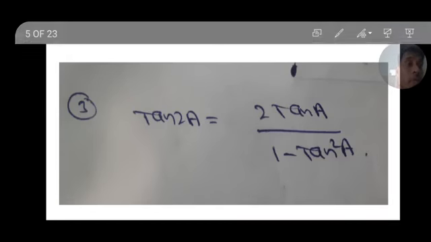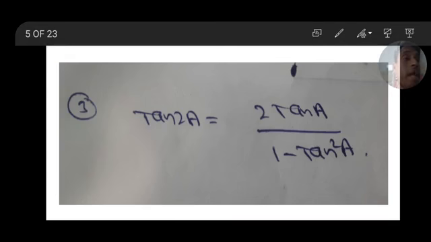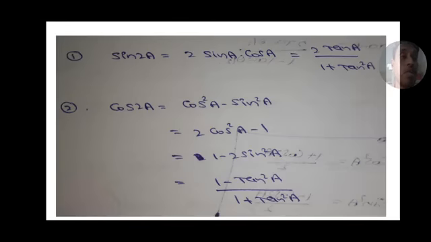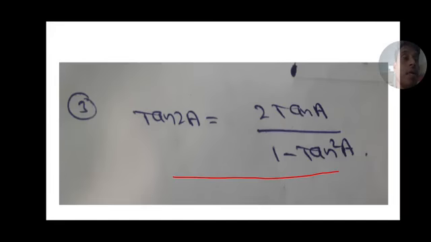Next, the tan 2A formula: 2 tan A by 1 minus tan square A. The tan 2A formula is 2 tan A by 1 minus tan square A. These are the three formulas: sin 2A, cos 2A, and tan 2A.